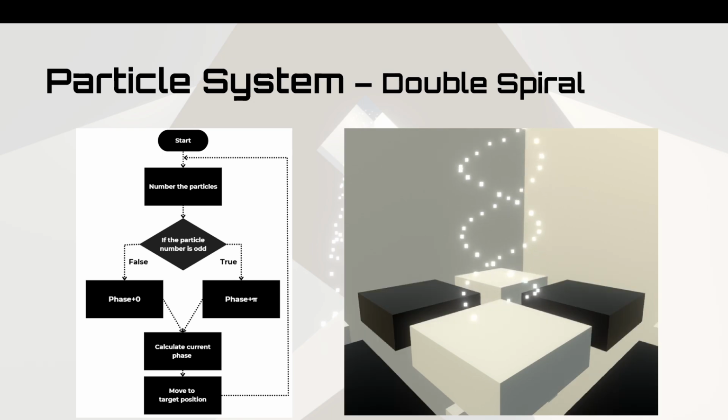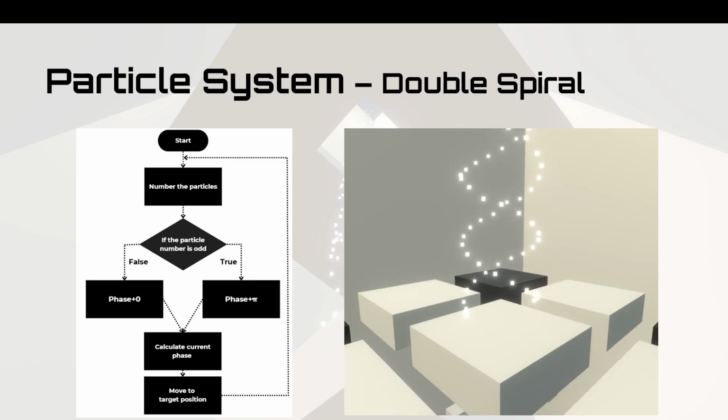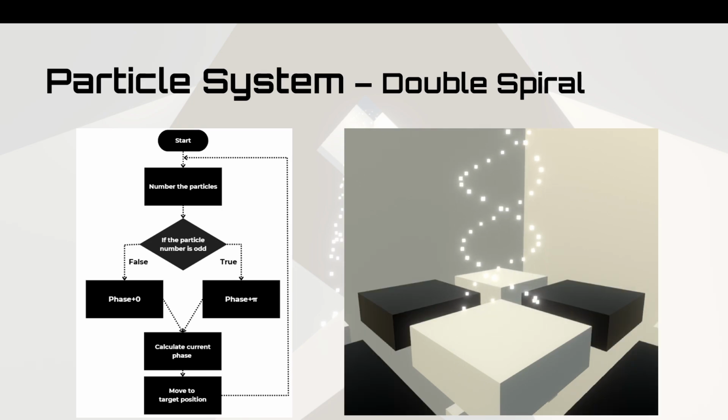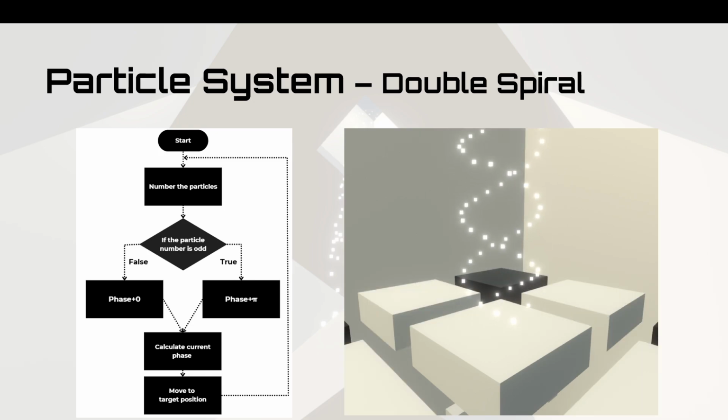The spiral particle effect is more complex, so I had to script it manually. First, the system assigns each particle an index using an array and determines whether it is odd or even. This classification separates the particles into 2 groups, odds and evens, which are then positioned on opposite sides of a circle. Next, the script calculates the current phase and moves the particle toward the target position.